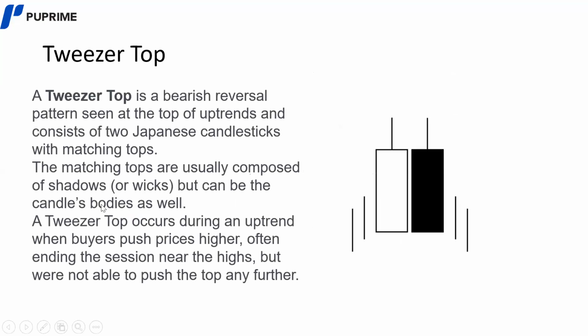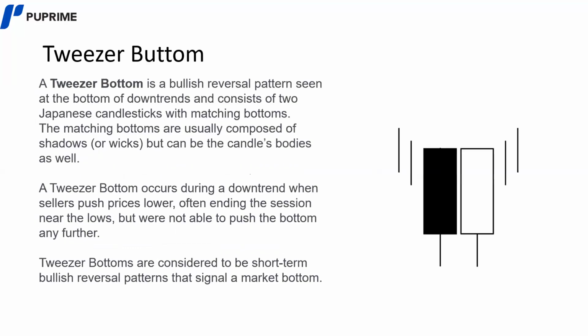So we also have the tweezer. The tweezer top is usually at the resistance point. It's telling you that the market is at equilibrium at the top, when the bullish candle and the bearish candle are of the same size. When they're of the same size, it's a very strong resistance, telling you that they are matching each other and the market tends to reverse. So we call it the tweezer top. We also have the tweezer bottom.